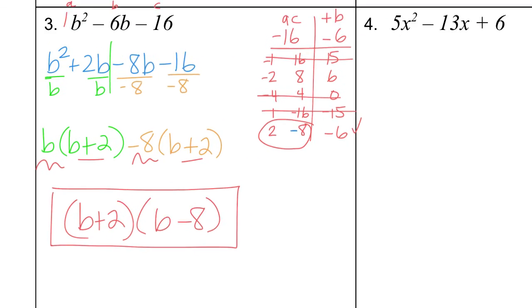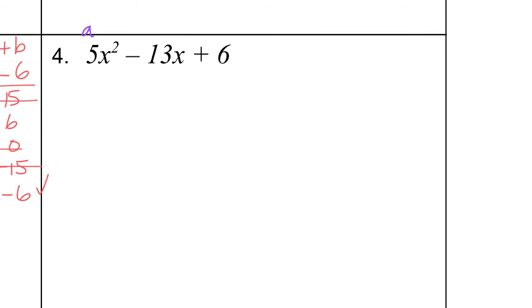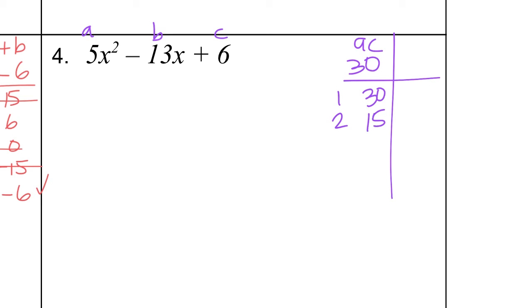Okay, and then our last problem, 5x squared minus 13x plus 6. This is our a, b, and c. So let's start by multiplying a times c. 5 times 6 gives me 30. Okay, now let's list all of its factors. So 1 times 30, 2 times 15, 3 times 10, 5 times 6. But we need the one that has a sum of b, so it needs to add up to 13.